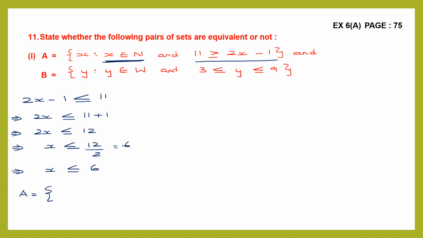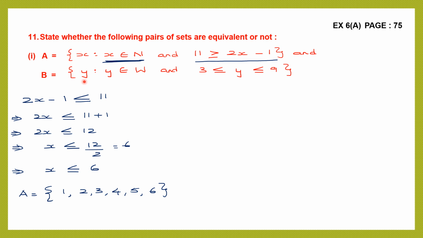The elements of set A will be all natural numbers less than and equal to 6. So it will be 1, starting from 1, 1, 2, 3, 4, 5 and 6. So we have all natural numbers less than and equal to 6. Now let's solve for B. Let's find out what are the elements of B.